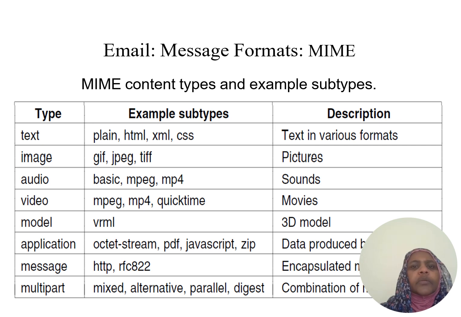MIME has types and subtypes. An example of types and subtypes is text, where there is plain text, HTML, XML, CSS, or images like GIF, JPEG, TIFF, defining pictures, audio, basic, MPEG, MP4, defining sounds, and so forth.